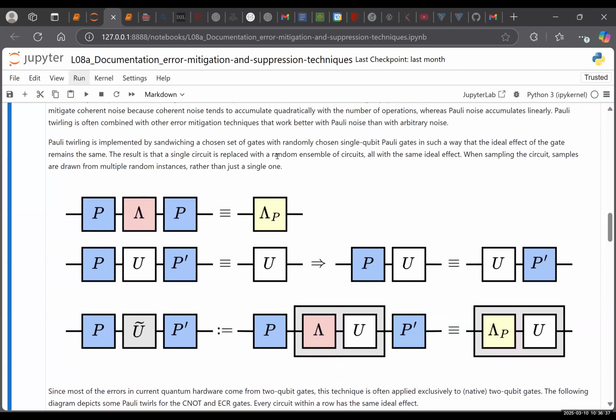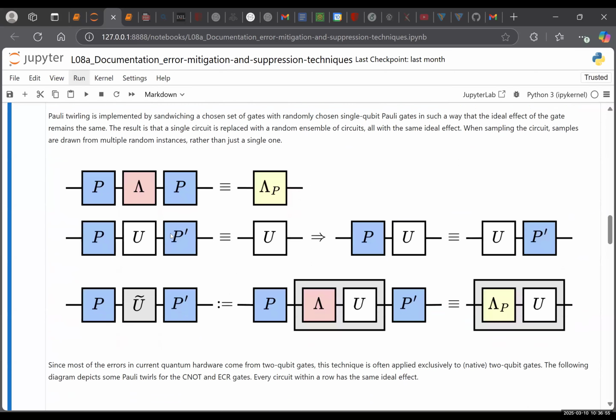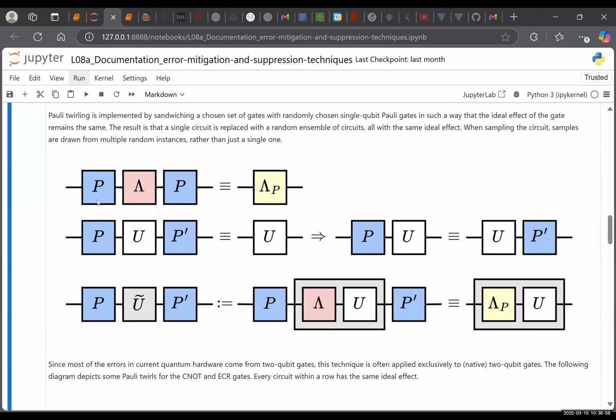The result is that a single circuit is replaced with a random ensemble of circuits, all with the same ideal effect. When sampling the circuits, samples are drawn from multiple random instances rather than a single one. So you see that you have many different instances of P randomly, like X, Y, etc., or Y, X, etc. Sometimes you don't have anything, just identity, so you want to average over them. So you run many instances of the circuit, you combine the results, and your measuring outcomes will be combined.